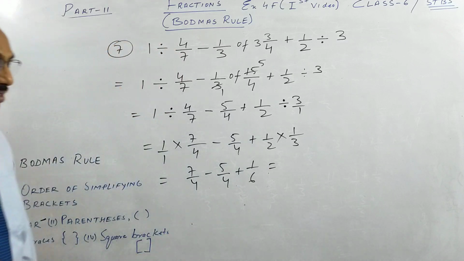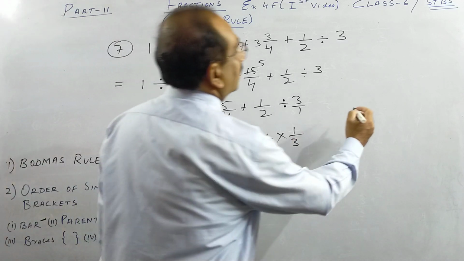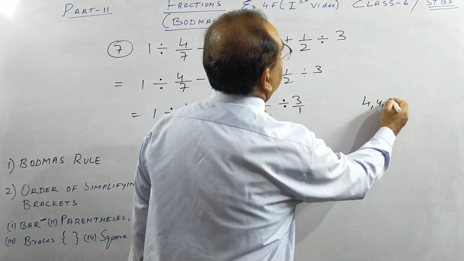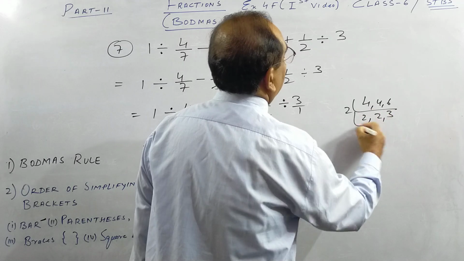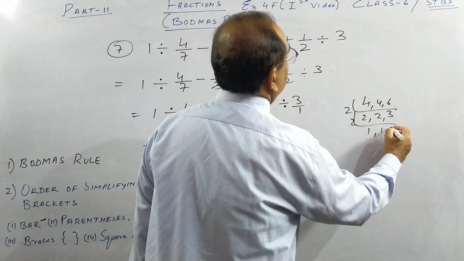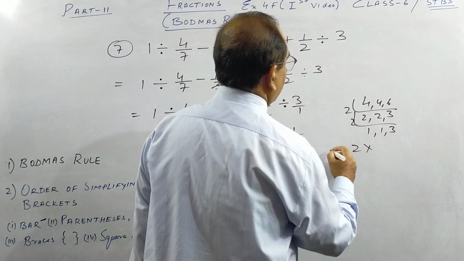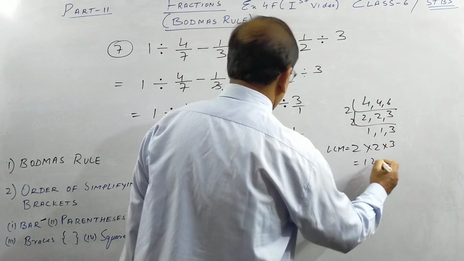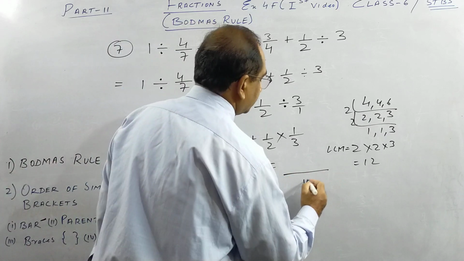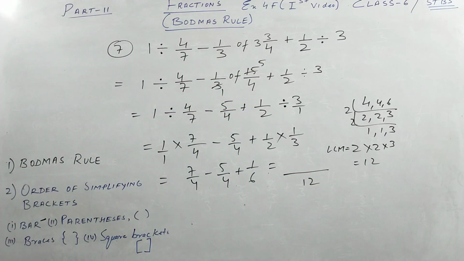So when you take the LCM of 4, 4, 6, you will get LCM as 12. 2, 2, 3, 2, 1, 1, 3. So your LCM is 2 into 2 into 3, which is 12. So write 12. Okay, so we have 7 by 4 minus 5 by 4 plus 1 by 6.